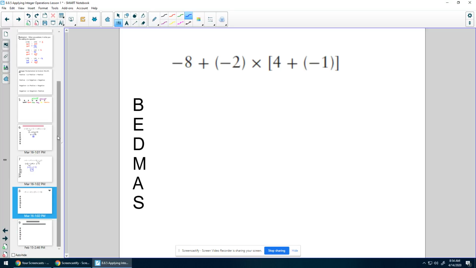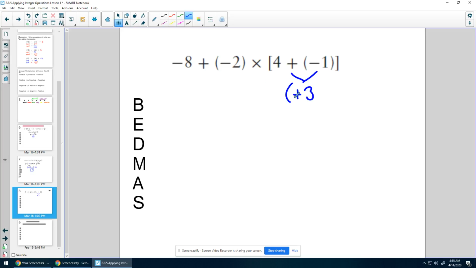All right, last one, and then I'll have an example for you to try. Negative 8 plus negative 2 times 4 plus negative 1. First thing, do we have brackets? Yes, we have these square brackets here. So we have work that we need to do inside. So we have 4 plus negative 1. So same thing. Positive is the bigger team. What's the difference? 3.